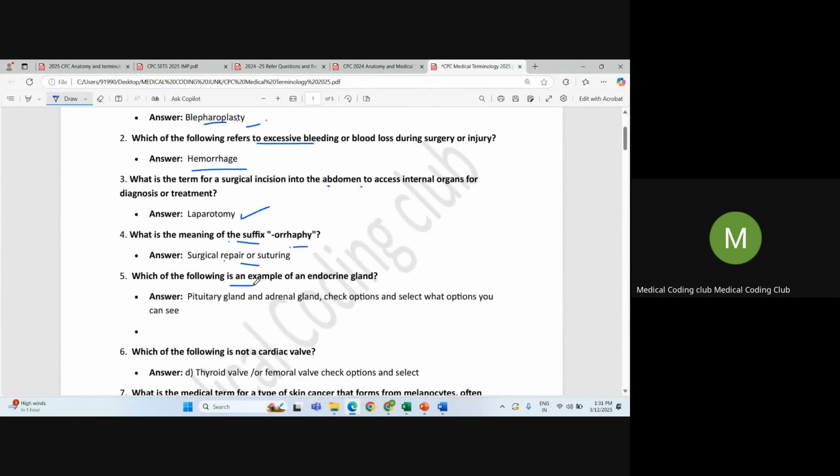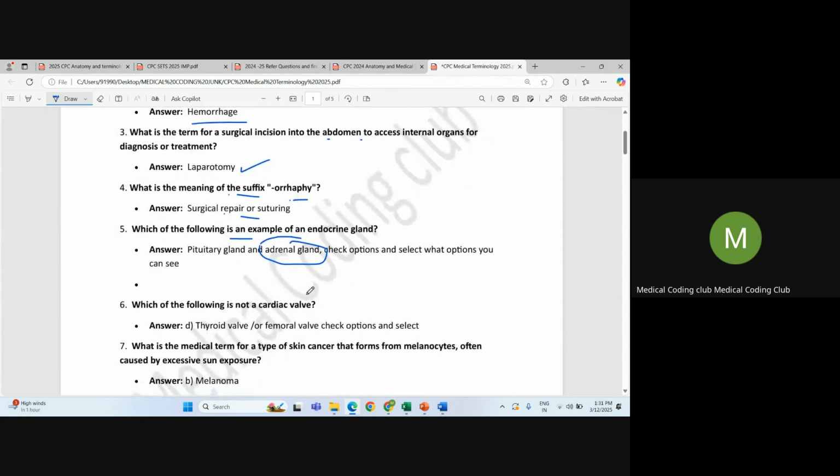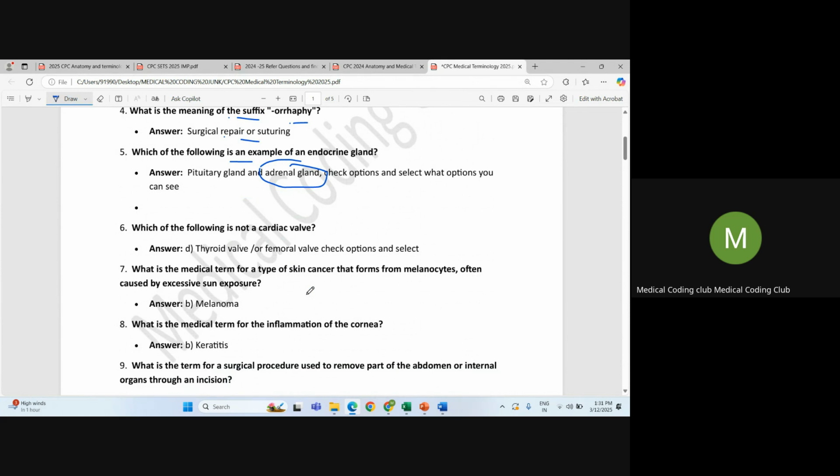Which of the following is an example of an endocrine gland? Adrenal gland is an example of an endocrine gland. And which of the following is not a cardiac wall? Here you need to check the options. If you are seeing femoral wall as an option, please do select femoral wall. And what is the medical term for a type of skin cancer that forms from melanocytes and is often caused by excessive sun exposure? It is melanoma. This is an anatomy question that came in the middle, it's okay.